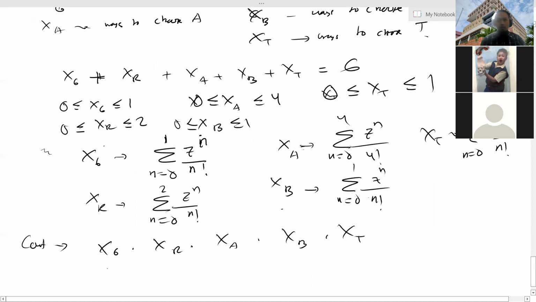So that is that product, and then find the coefficient of z to the power of 6, because you want to find 6 letters. Okay.